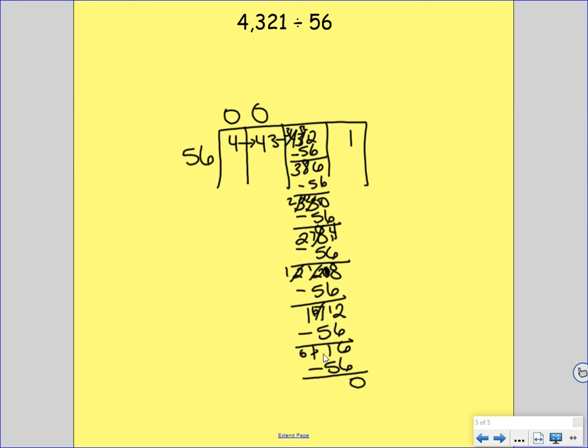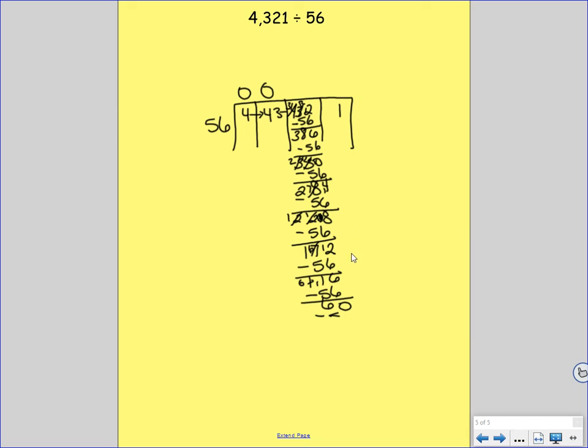0, 6. Okay, I'm getting close, and I'm running out of room. Minus another 56. 4. Finally, I have a number I can't subtract 56 from. How many times did I subtract 56? I've got to go back and look.